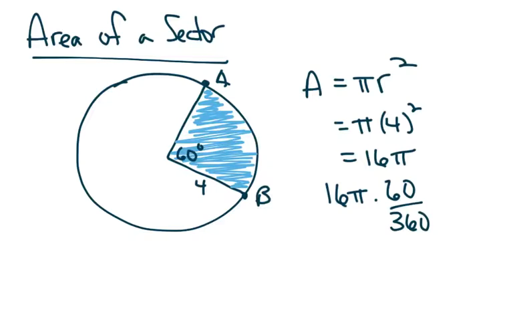Now, the fraction of the circle is always the central angle divided by 360. So in this particular case, you would multiply 16 pi times 60 over 360, and you would get an answer that reduces to 8 pi over 3 square units. I'm going to show you another formula that uses the central angle in radians and will result in the same answer.